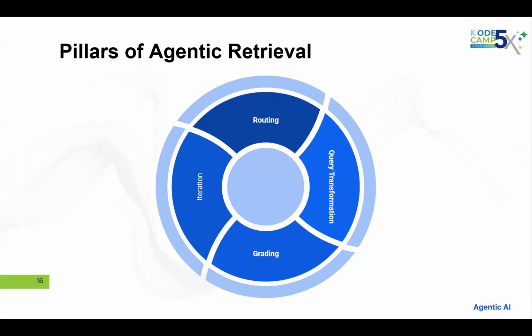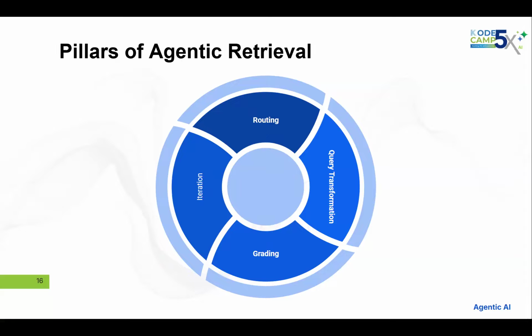Then grading. Grading is where the agent analyzes all the retrieved information and ranks it, so that it will know which pieces are more relevant to the task, and obviously those more relevant ones are the ones it will use to augment its context before generating the response. And the other one is iteration, which we already mentioned.